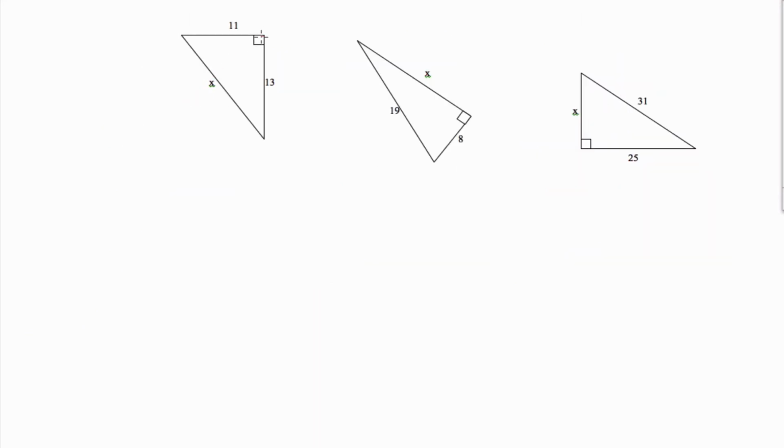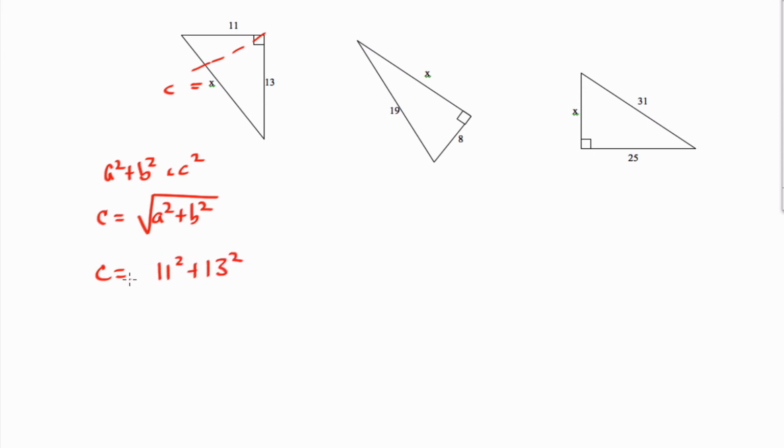So here we have this triangle. This is in that second row on the website. I go across here. I know this is my hypotenuse, so I'm solving for this. A squared plus B squared equals C squared. My unknown is C, so C equals the square root of A squared plus B squared. That would be the square root of 11 squared plus 13 squared, and when you solve for that, you get 17. I'm calling C x, the hypotenuse x.